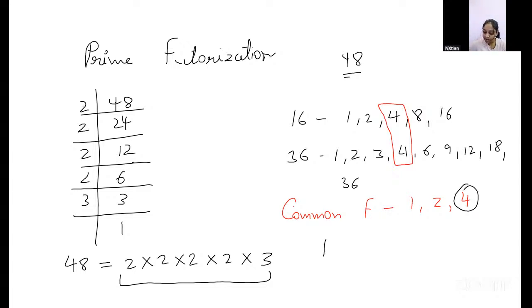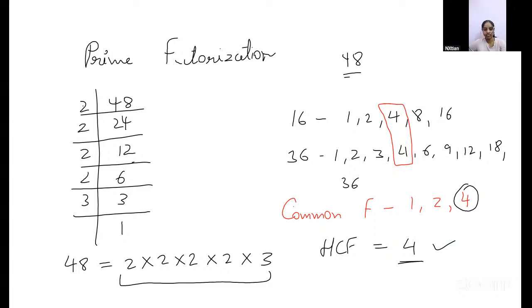So HCF will be 4. Understood the difference? I'll be teaching you all HCF in detail, but this example was just to give you an understanding of the difference between prime factorization and HCF.